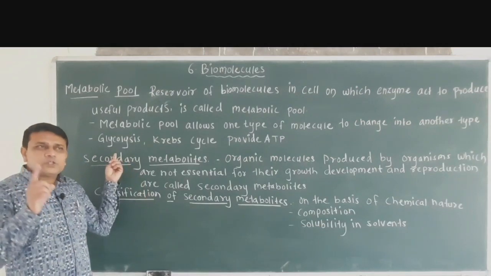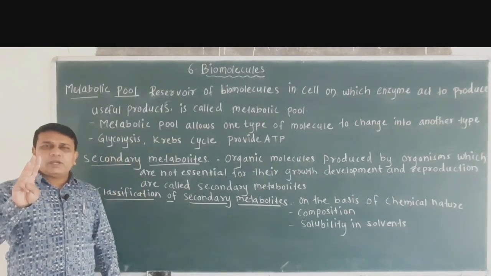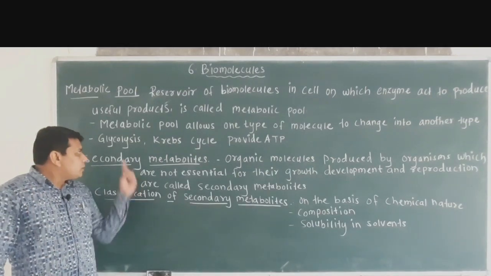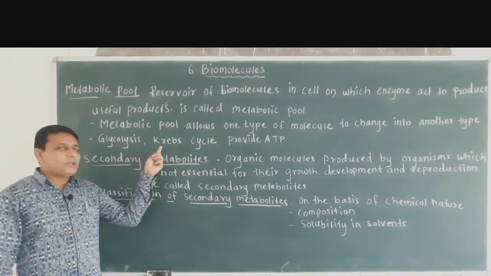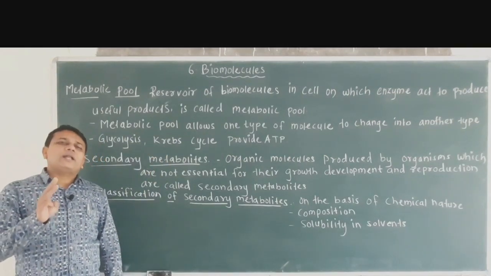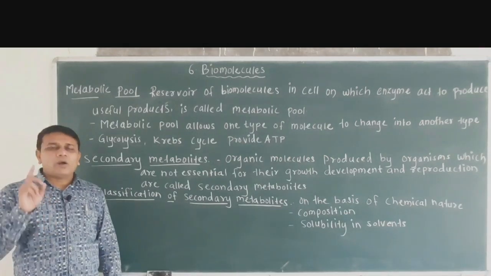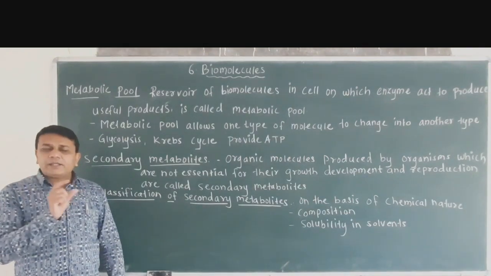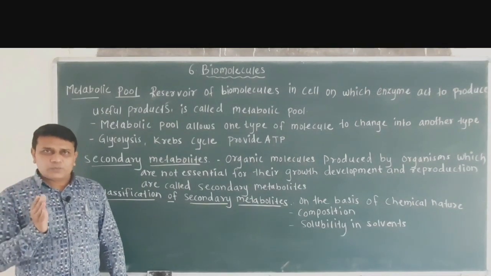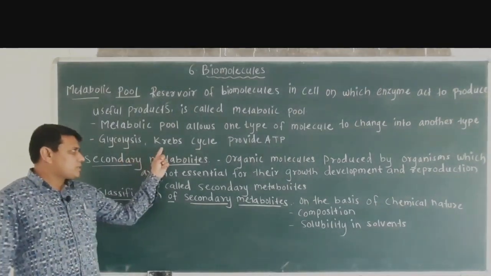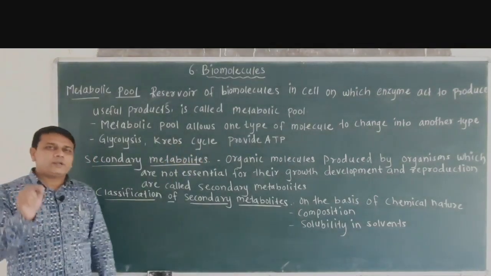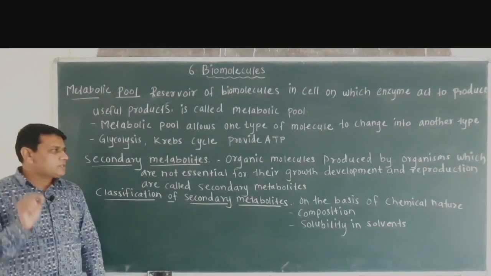So respiration occurs in three steps in aerobic organisms. These steps are glycolysis, then second one is Krebs cycle, and the third one is electron transfer system and terminal oxidation. So details of respiration we are going to learn in the chapter that is respiration. So glycolysis and Krebs cycle provide ATP for different metabolic processes occurring inside the cell.